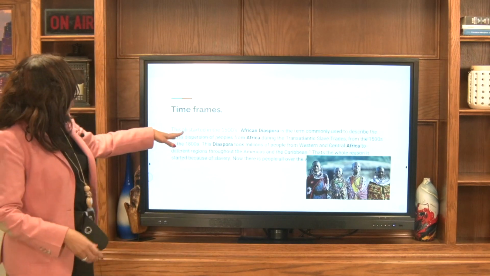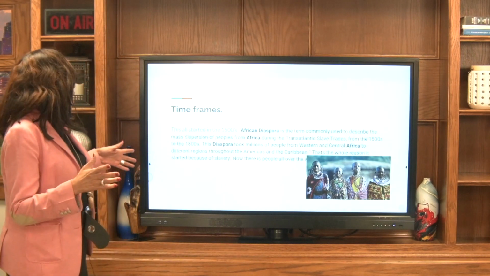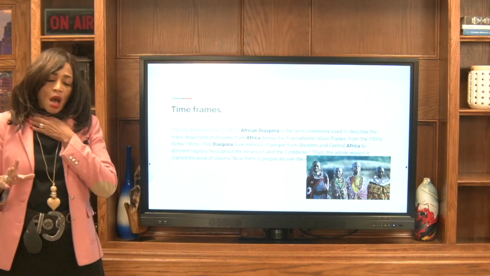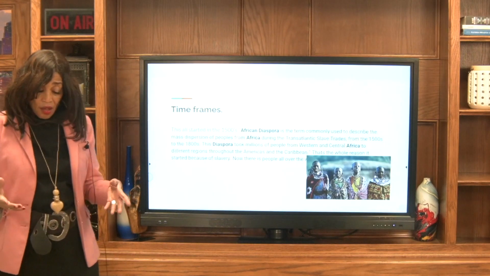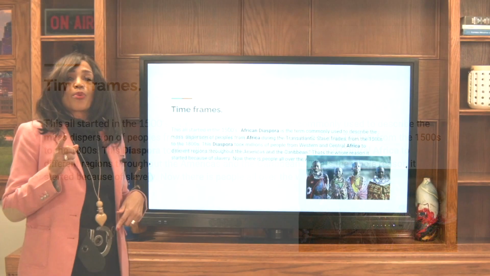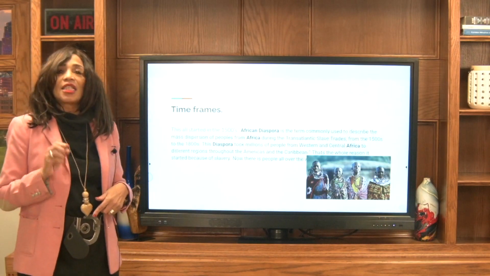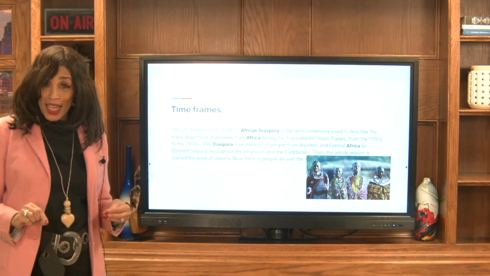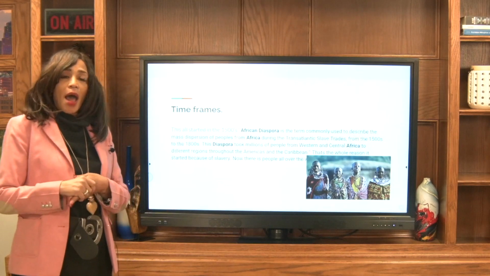Okay, so once again, it all started in the 1500s, 1600s. It's a mass dispersion. Now, we look at the mass dispersion of the slaves, and I bet you can't guess who has the largest number of those original descendants in their country. This is going to be a good fun fact for you to try to stump somebody. It is Brazil. Brazil has the largest number of African descendants that were taken during the African diaspora.